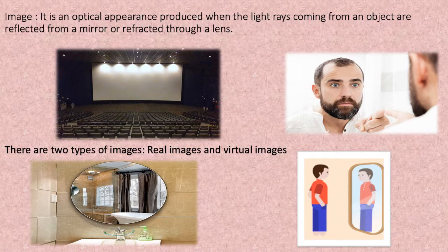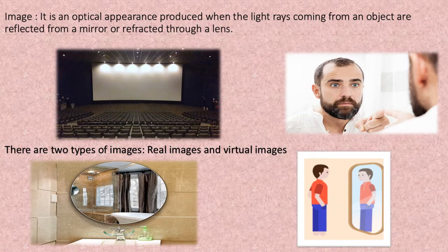For example, while we watch a movie in a cinema hall, we see the images of actors and actresses on the cinema screen. When is an image formed? When the light rays coming from an object meet, or appear to meet at a point after reflection from a mirror or refraction through a lens. There are mainly two types of images, real images and virtual images.